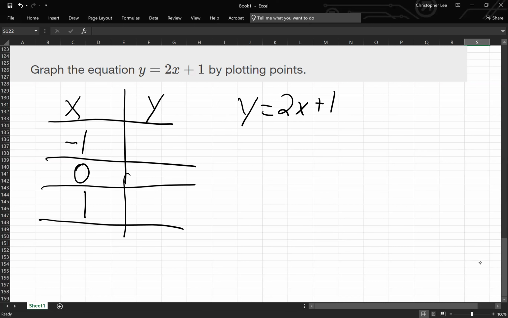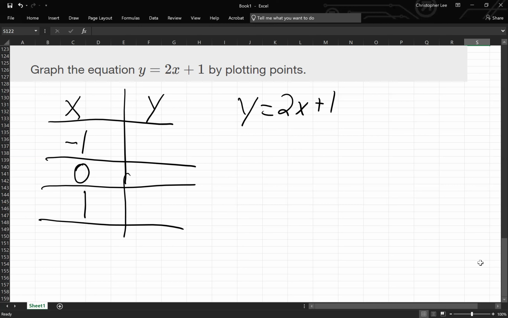There are some advantages to using higher numbers. If your slope, which is the term in front of the x, is a fraction, you might want to plug in the denominator of the slope. That will cancel out the whole fraction and make it easier to get the y value. That's just a strategy. But generally speaking, -1, 0, and 1. You can't go wrong with those.